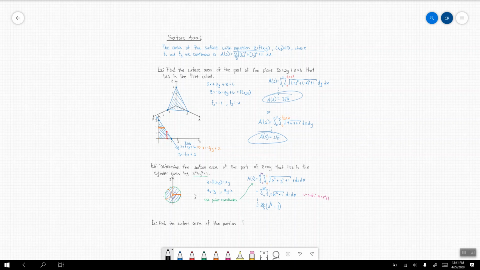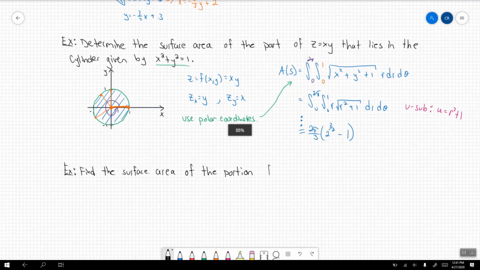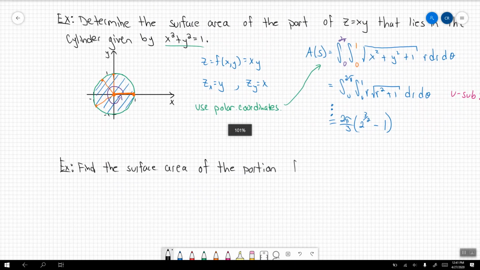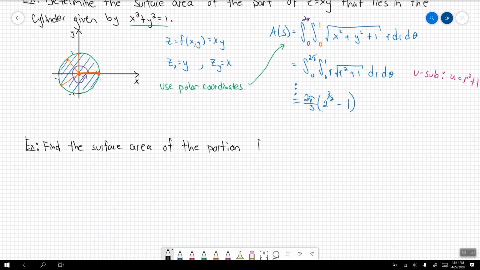Whoa. What was that? I don't know. Here we are. Alright, so hopefully we don't have any more of those movements here.